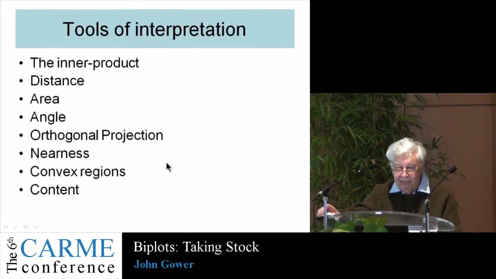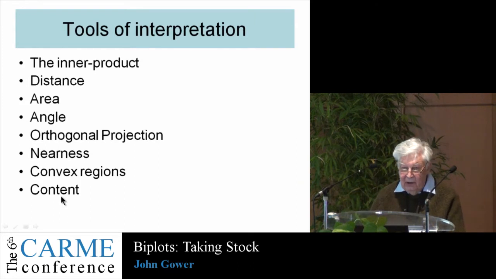Tools of interpretation. Well, the inner product, of course, is one of the most used. Distance, frequently used. Area, sometimes used, and I shall mention it. Angle is important. Even if it's only a matter of projections, right angles better be right angles, so you better get your angles right. But of course, if you have inner products, you might want to have the cosine of an angle, so you better get that right as well. Orthogonal projection I mentioned. Nearness I have mentioned. Convex regions I have mentioned.